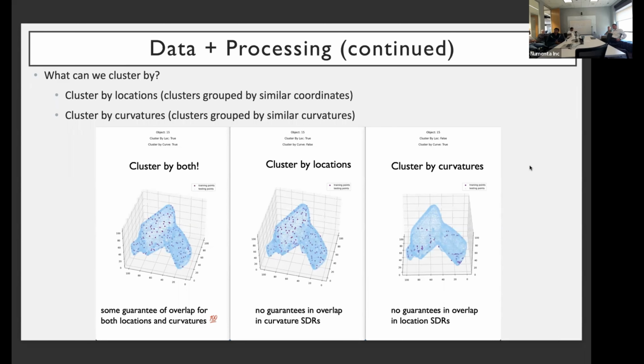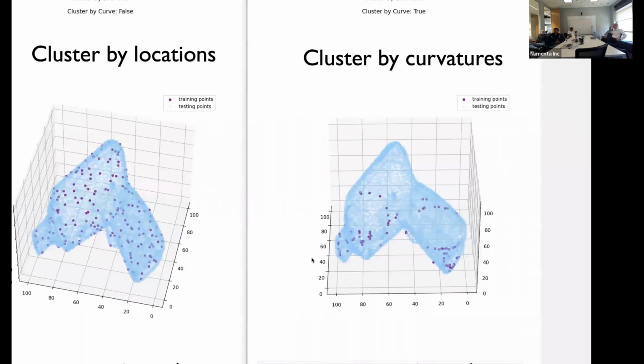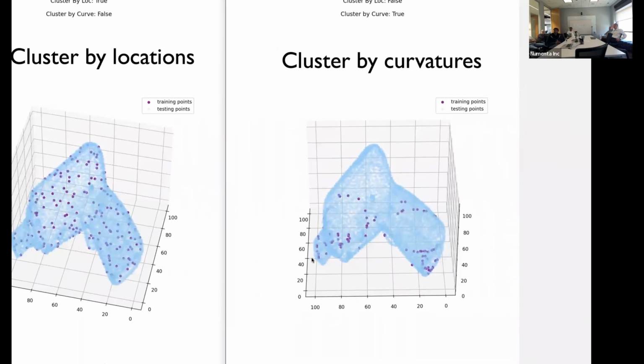If I cluster by locations, basically the clusters are grouped by similar coordinates, you would get this center image here. Just by looking at it, you can tell the purple points, which are the training points, are kind of uniformly distributed along the object surface, and that's exactly what we want, right? If I was only clustering by locations, that is something I would see. And if I was only clustering by the curvatures, this is something I would see, where I'm only going to pick the most commonly occurring curvatures in my point cloud.